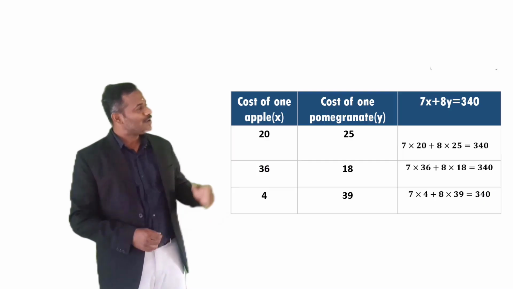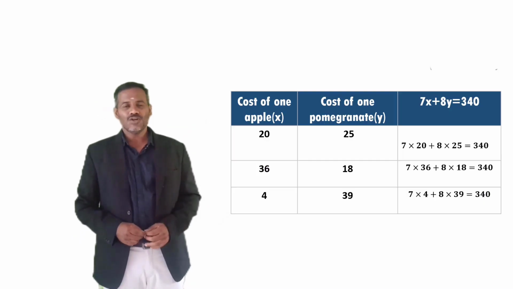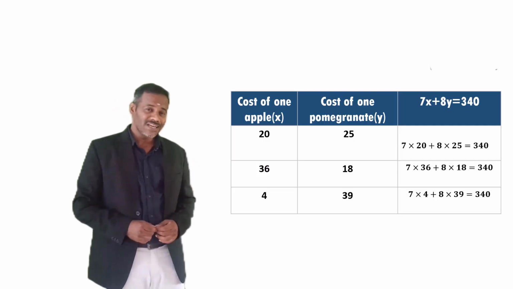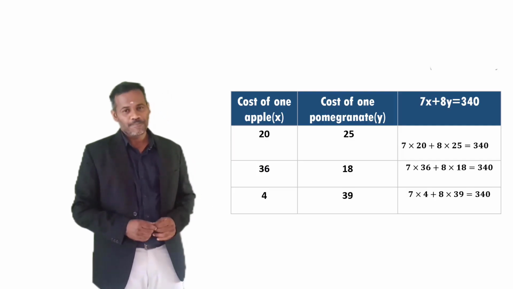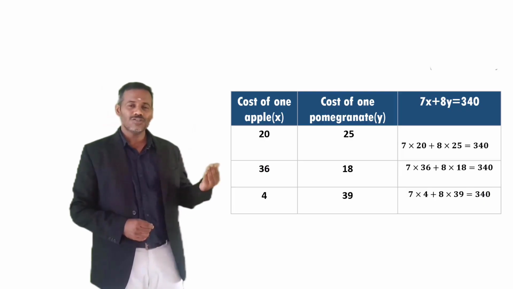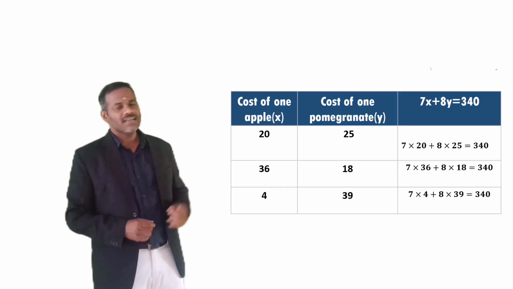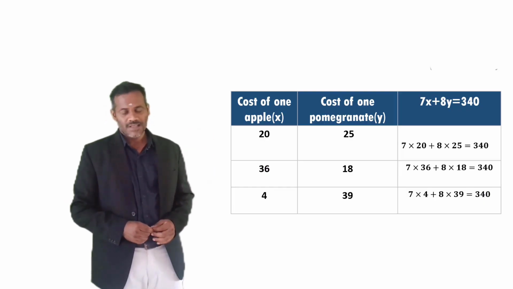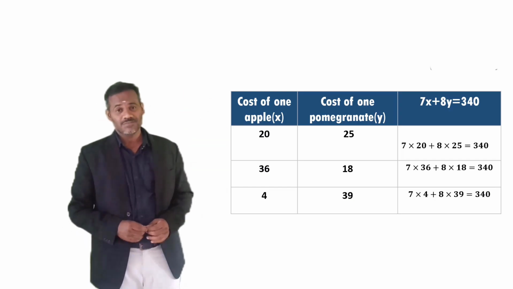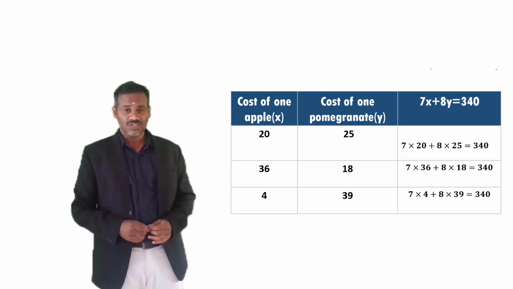Suppose if the cost of apple is 36 and the cost of pomegranate is 18, so 7 into 36 plus 8 into 18, I get 340. Suppose if the cost of apple is 4 and the cost of pomegranate is 39, still I get 340. Children, from this equation I get infinite solutions.